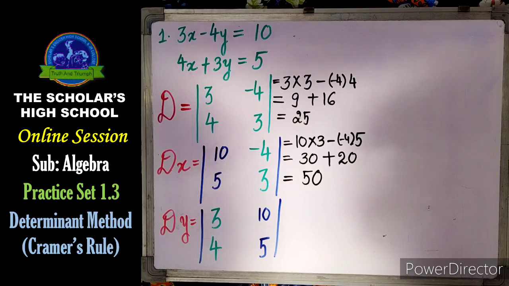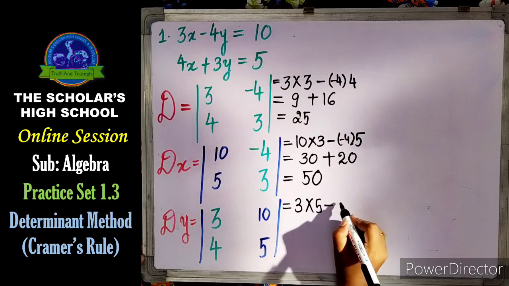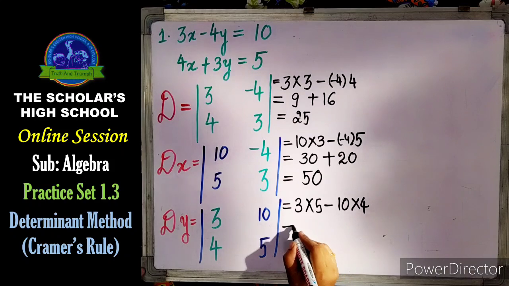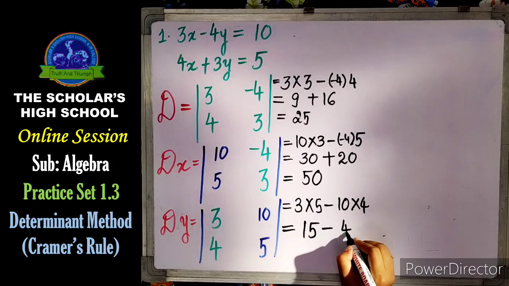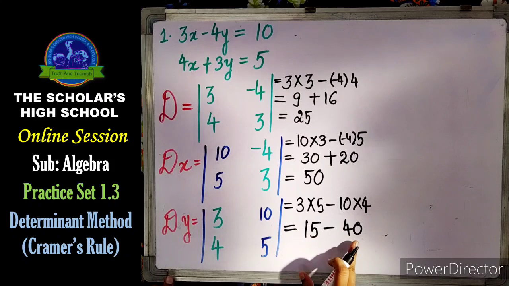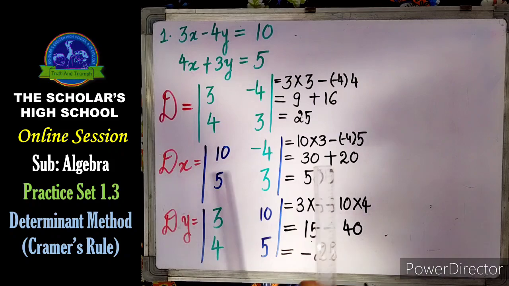Now next one, 3 5s are minus 10 multiply by 4. All numbers are positive. 3 5s are 15 minus 10 4s are 40. So here you will see smaller number is subtracted to greater number, which means it will be minus sign of greater number. 40 minus 15 is 25. So we have got the value of all the three determinant column. The value for D is 25, dx is 50, dy is minus 25.